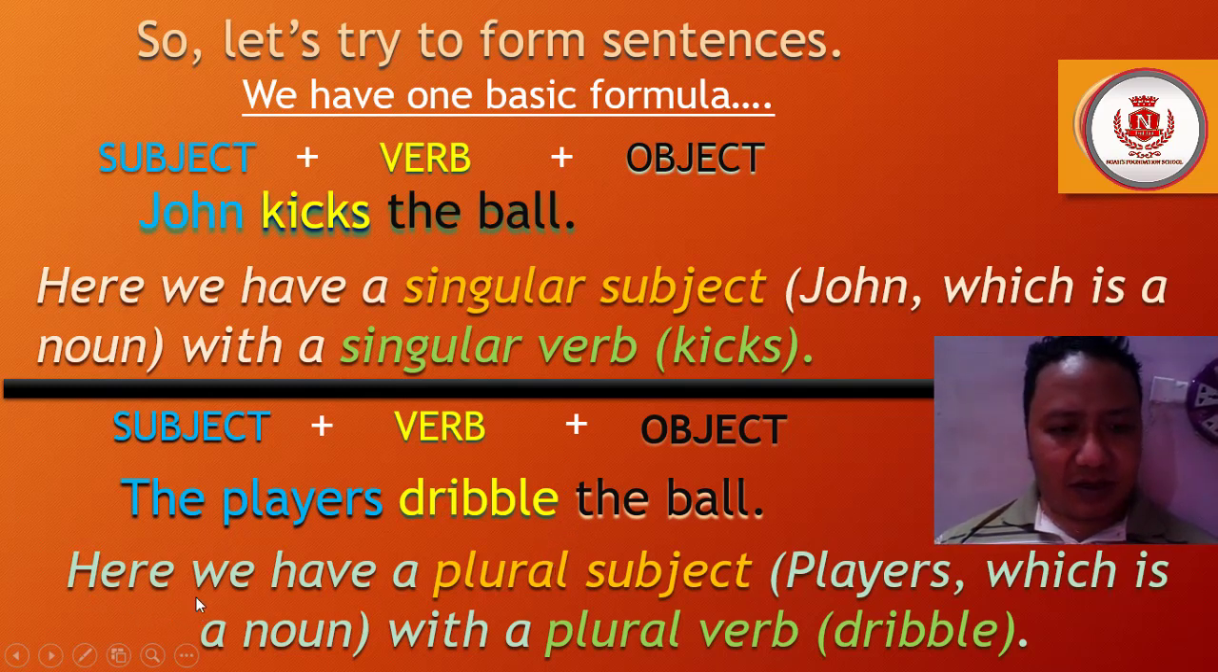So, players dribble the ball. But if it's a player, that means dribble will turn into what? Dribbles. Understand? If we cut off this S here, the player dribble the ball, that will be incorrect. But if we say the players dribble the ball, that's correct. Understand?